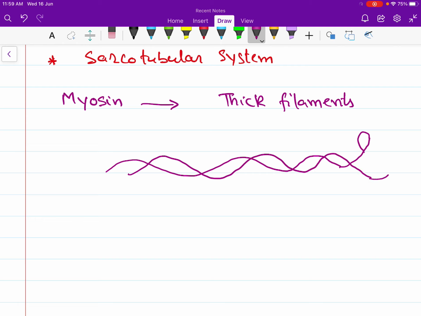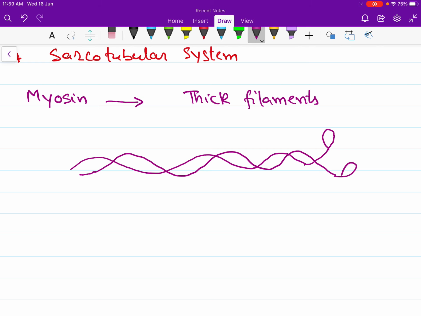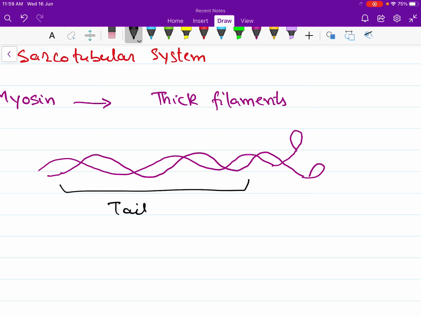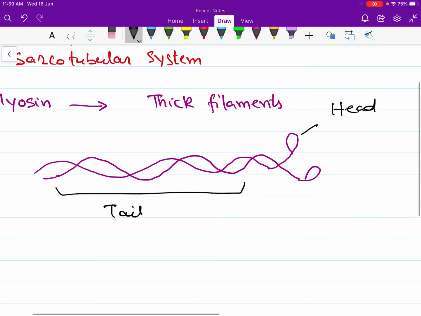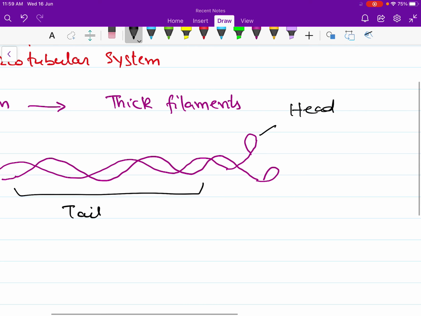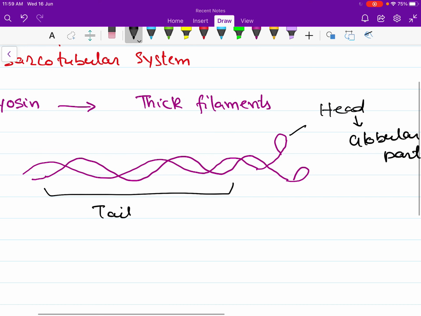And four short chains. Now these two long chains, a part of these long chains forms the tail. So this entire portion here is called the tail. This is the tail, and the remaining portion is globular in nature, and this portion forms the head. Head is the globular part, while the tail portion represents the fibrous part.